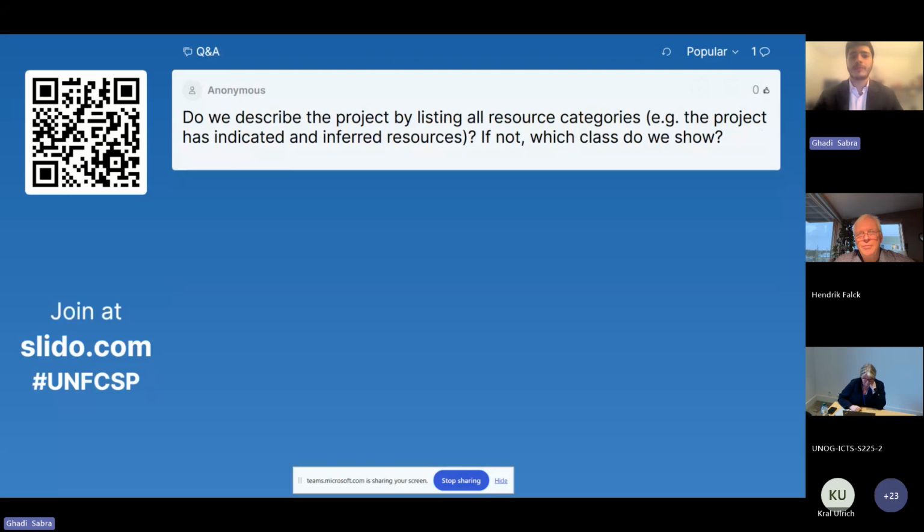Lastly, do we describe the project by listing all resource categories? Example, the project has indicated and inferred resources. If not, which class do we show? Yeah. For this answer, in the situation of the strategic projects, I would recommend the highest level of confidence project. That is the best one to put forward.